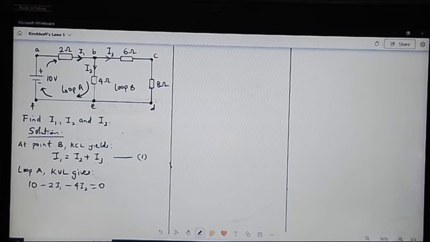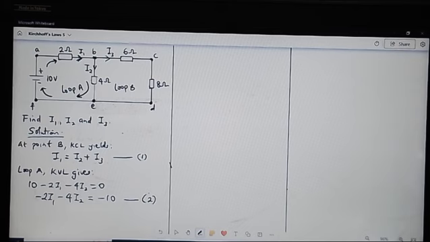If we simplify this further, we can say minus 2I1 minus 4I2 is equal to minus 10. You can actually decide to multiply through by minus 1 since all the terms carry a negative sign before them. But let's just leave it this way to avoid confusion. So let's call this equation 2.